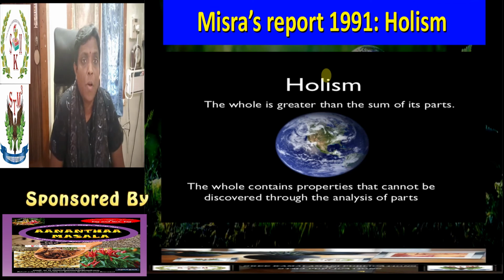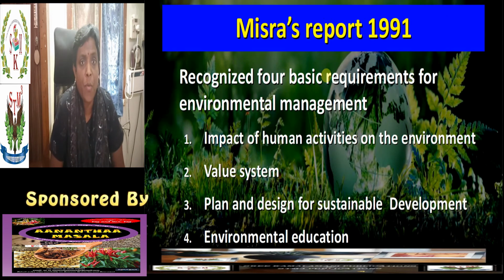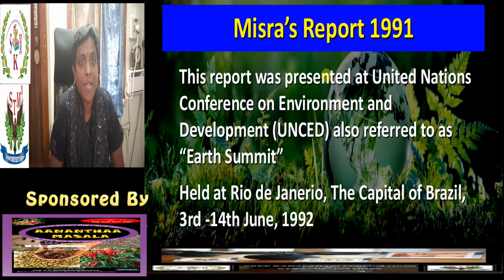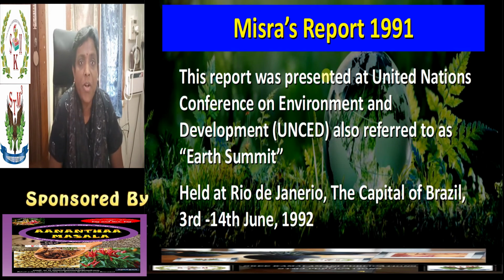The report also recognized four basic requirements for environmental management: the impact of human activities on the environment, value system, plan and design for sustainable development, and environmental education. This report was presented at the United Nations Conference on Environment and Development, also referred to as the Earth Summit, held at Rio de Janeiro, the capital of Brazil, between 3rd to 14th June 1992.